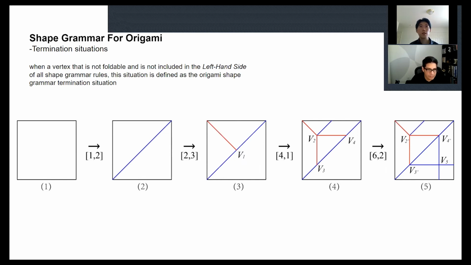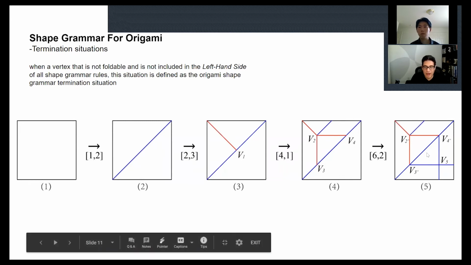Take a look at the example before, in which we see a derivation of a shape grammar using our basic rules. In this example, on the final design on the right, you will take notice of vertex V5. This particular vertex is composed of 4 valley lines which will not meet the requirements of the Maekawa-Justin theorem. What is more, V5 does not exist in the shape grammar rules, so we must actually do something to correct this problem.